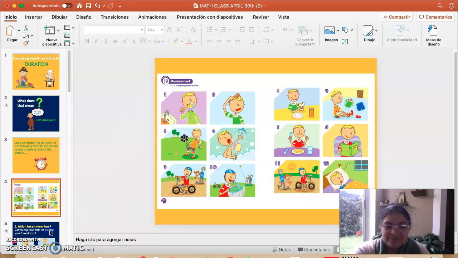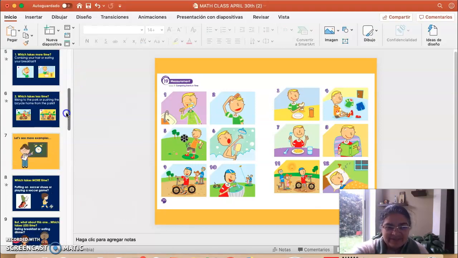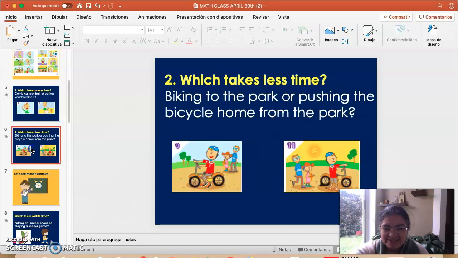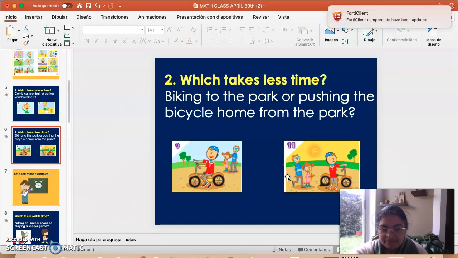Okay, let's see. What happened with these activities? Let's take a little view. We're going to share this. Which takes more time? Comb your hair or have your snack? I don't know. Now, let's see the next example. Which takes less time? Biking to the park or pushing the bicycle home from the park? Pushing, because look, the flat is running off.